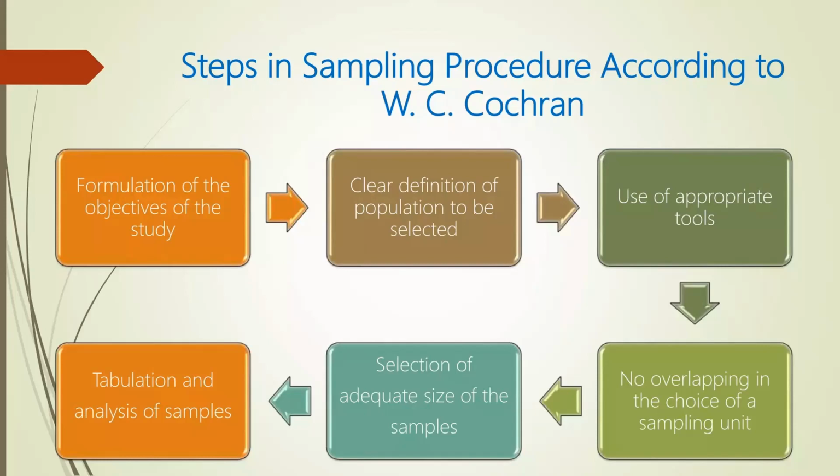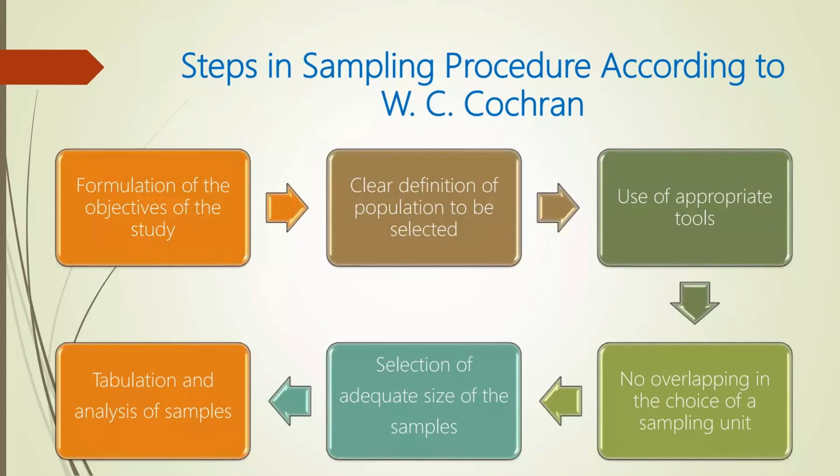So if I want to study type 1 diabetes, then I am going to select only people who have type 1 diabetes. So this is the clear definition of the particular population I'm going to select.